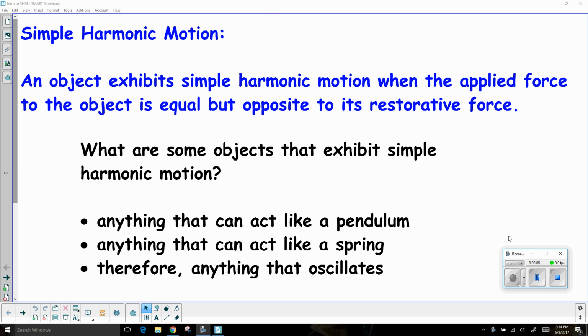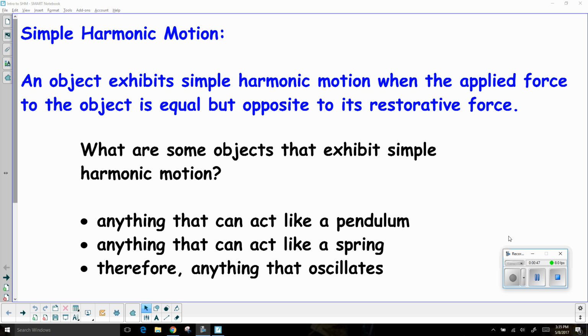The purpose of this video is to show you the mathematics behind simple harmonic motion, primarily for time period and for displacement of a mass spring system. Simple harmonic motion is displayed when the applied force to an object is equal but opposite to its restorative force. You can think about this in the pendulum lab because the applied force was when it was going in the forward direction, and the restorative force is when it was coming back to that original position.